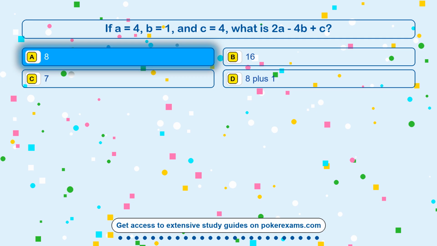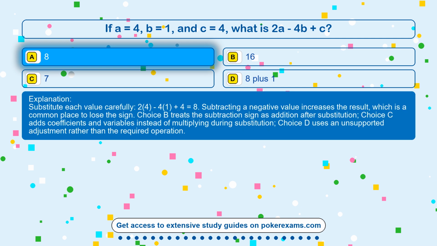The correct answer is option A, 8. Substitute each value carefully: 2 times 4 minus 4 times 1 plus 4 equals 8. Subtracting a negative value increases the result, which is a common place to lose the sign. Choice B treats the subtraction sign as addition after substitution, choice C adds coefficients and variables instead of multiplying during substitution, choice D uses an unsupported adjustment rather than the required operation.